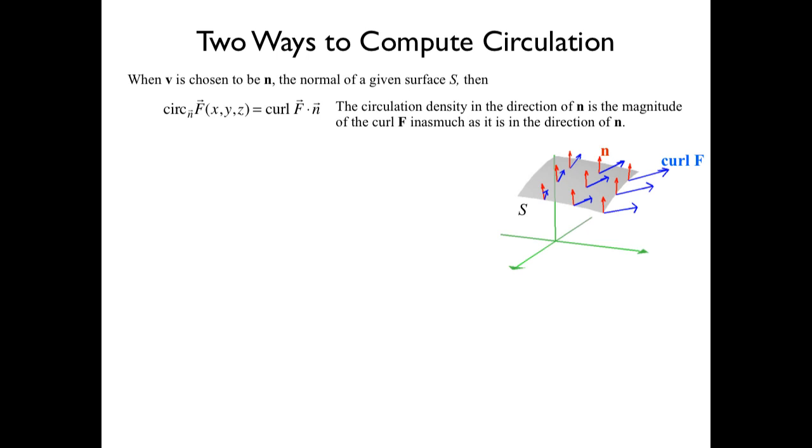And we said there were two ways to compute it. Okay, so let's take a look at this. Suppose this blue vector field is the curl of F.